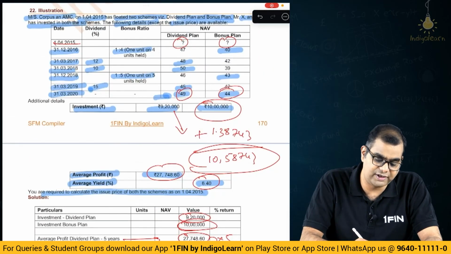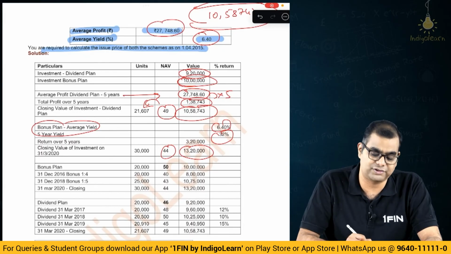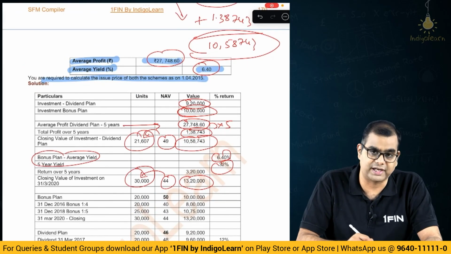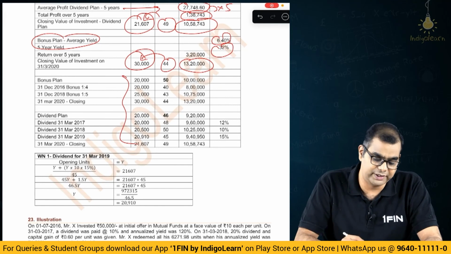13.2 lakhs, what is the NAV value? Closing NAV 44. So you divide the closing value of investment by 44, you get 30,000 as the closing number of units. Now that we have got closing units in both the scenarios, you have to work backwards and arrive at the opening units. Now, what is the opening unit count?